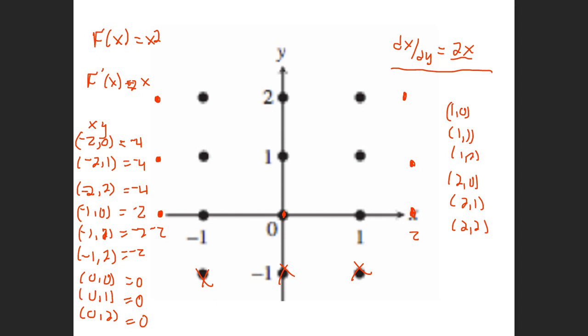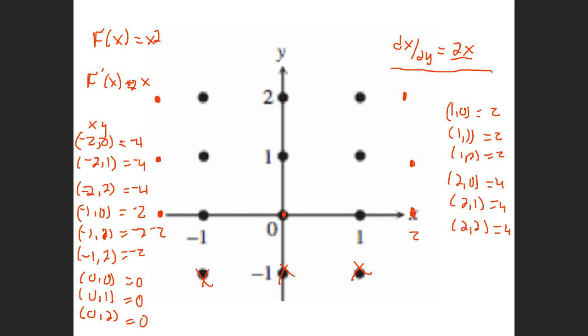This is exactly what you want to do: find the slope. So this is going to be 2, 2, 2. And this is going to be 4, 4, 4. Okay, so far so good. All I did is put the ordered pairs down, and then I found the slope at each given point.